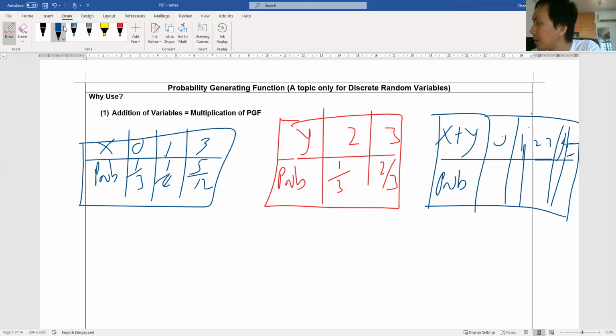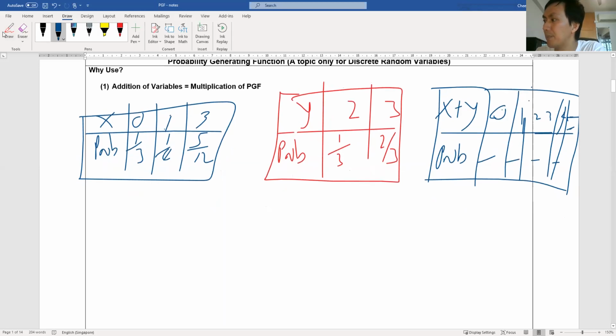Probability. And then you will be brainstorming the numbers one by one, right? Multiplying the probability together, assuming x and y are independent. Okay? And so you will see, okay, this seems like a logical way to do this question. Then, okay, let me just construct the PGF for x and y first.